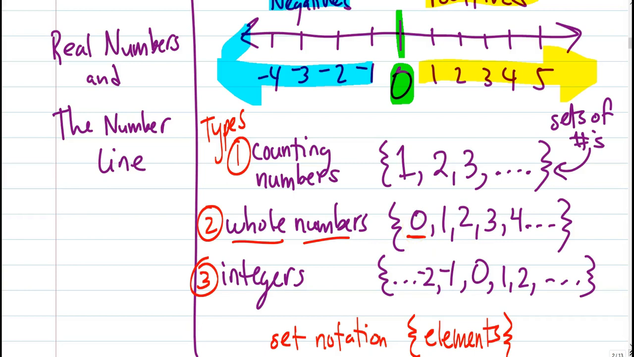As we're going down, we're basically adding things. So for instance, everything that is a whole number is also a counting number. The 1, 2, 3, 4 is up here as well. The only thing we added when we say whole numbers is that 0.